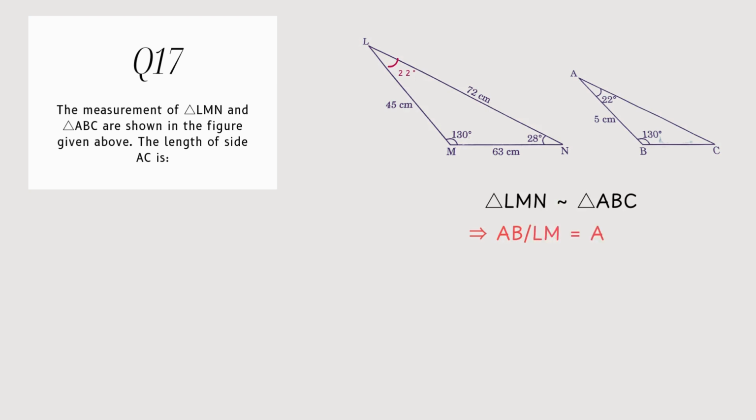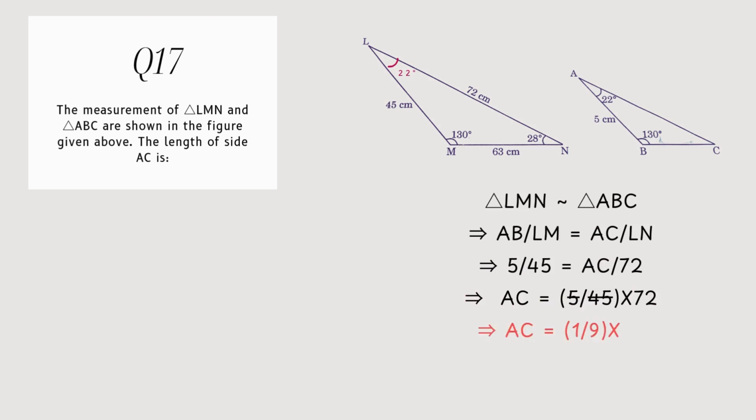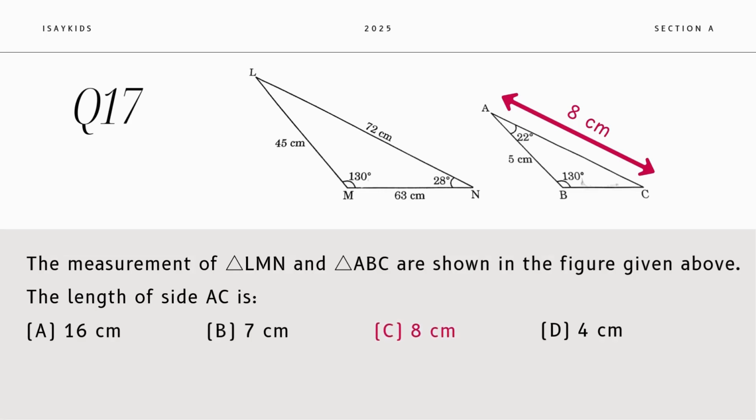Therefore, AB upon LM would be equal to AC upon LN. Substituting the given values, we get AC equal to 8 centimeter. Thus, option C is correct.